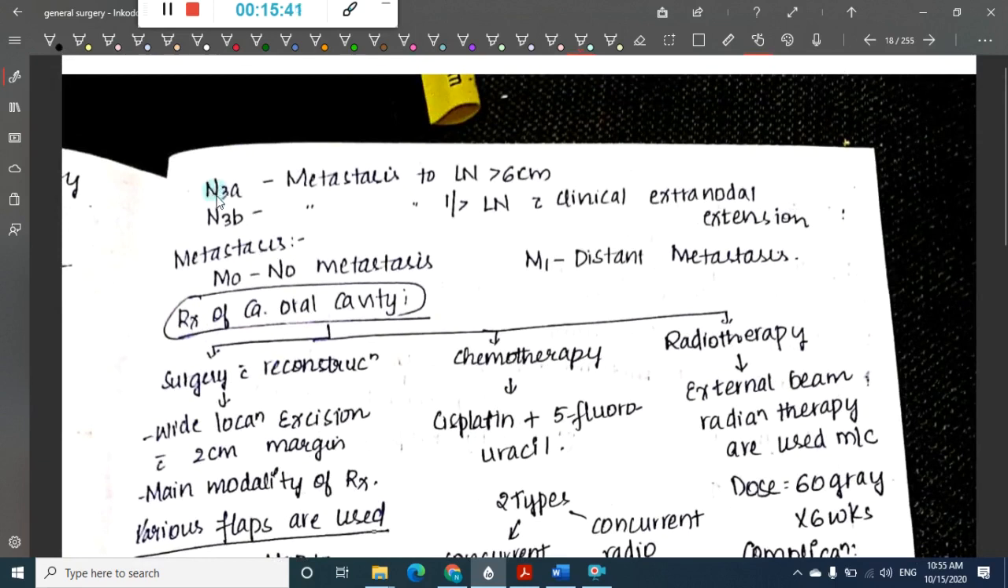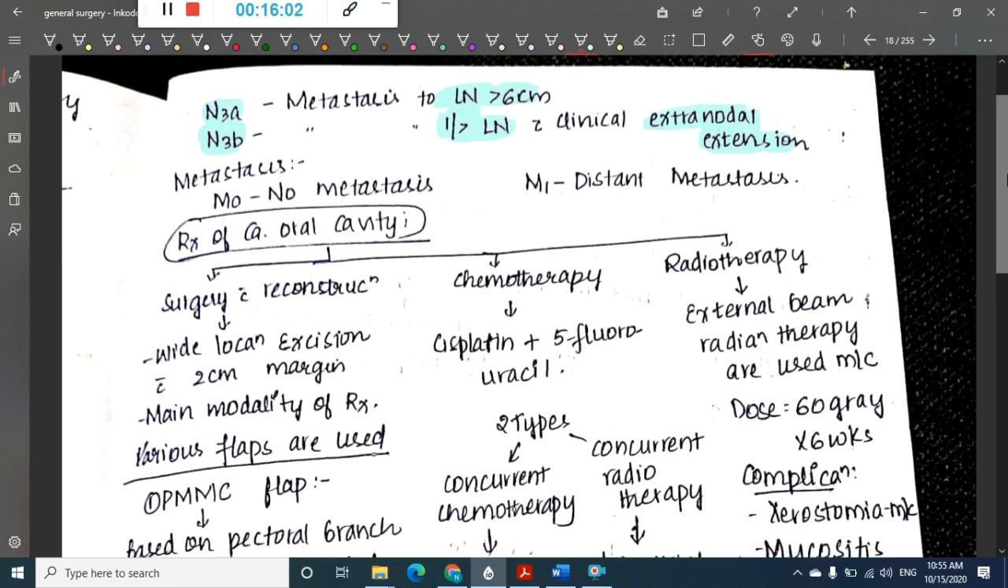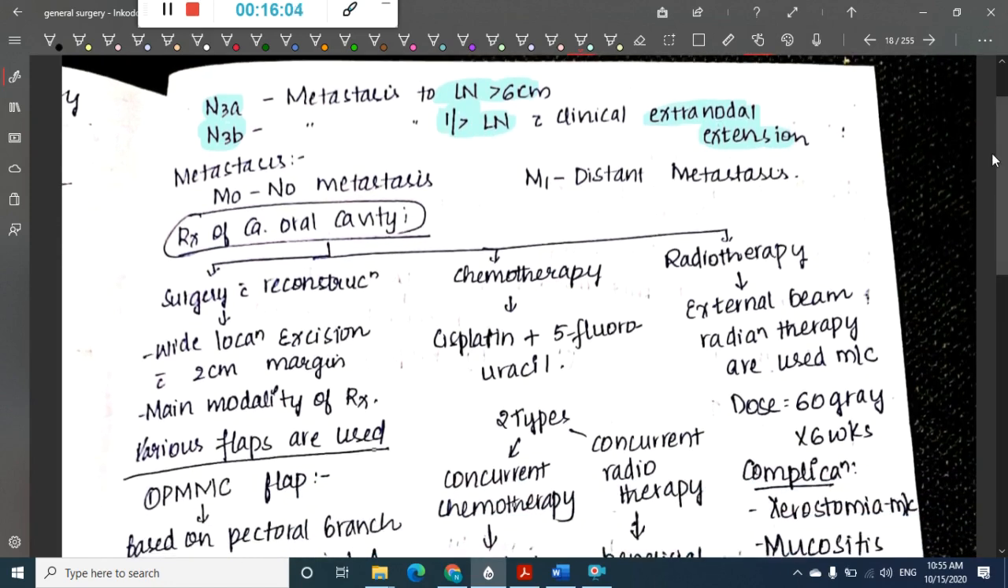Then we have N3. In that we have N3A, where there is metastasis to lymph nodes more than 6 centimeters. And we have N3B, in which there is metastasis to one or more lymph nodes with clinical extranodal extension. Then M is for metastasis: M0 where there is no metastasis, M1 where there is distant metastasis.